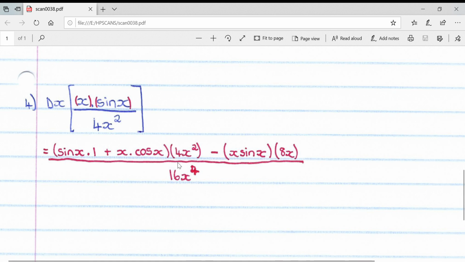Then we leave the bottom term, which is 4x squared, minus leave the top term, which is x multiplied by sine x, multiplied by the derivative of the bottom term, which is obviously hop the 2 down and we get 8x, over the bottom term squared, so 4x squared, which comes out to be 16x to the power of 4. Hope this video helps.